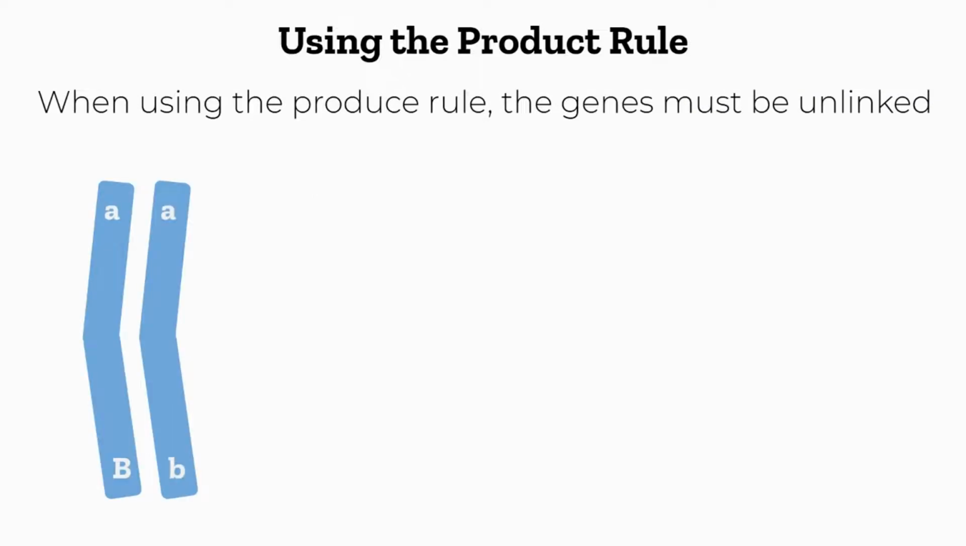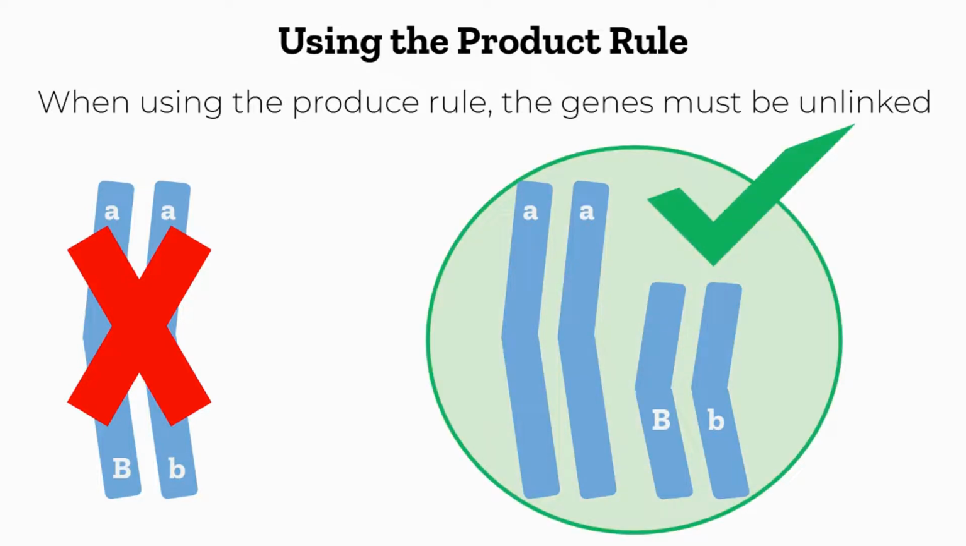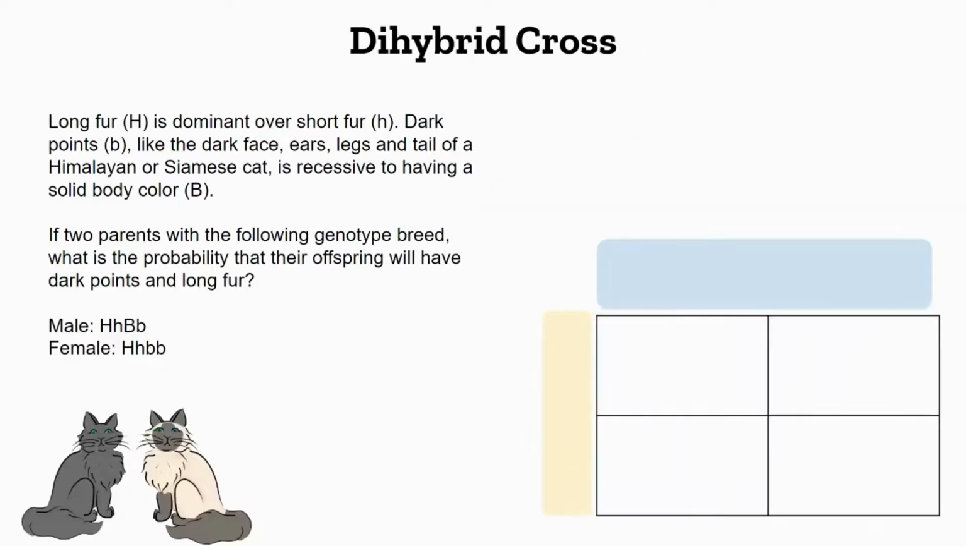This means that instead of the genes being on the same chromosome as seen here, the genes need to be on different chromosomes. So the gene for the dark points and the long fur would have to be on two separate chromosomes. When this is the case, the product rule can be used. Let's return to our problem. Remember, the product rule said we can find the probability of each trait separately, then multiply those results together.